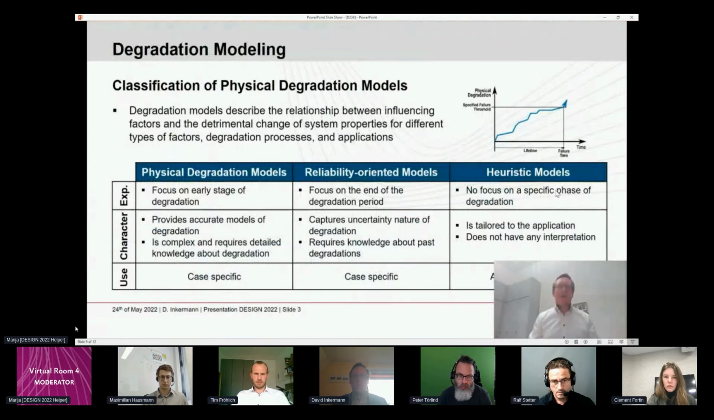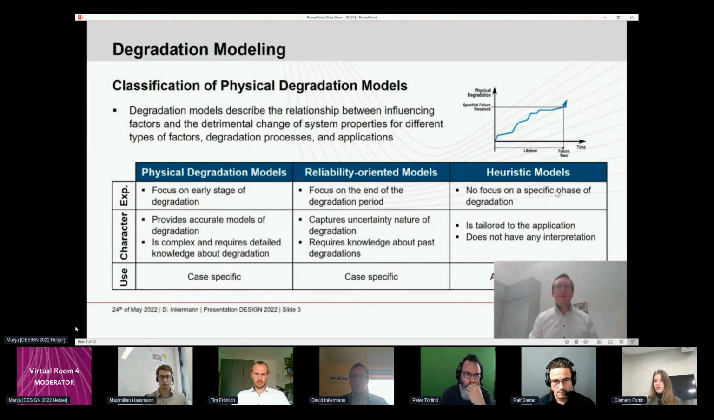Looking at degradation in more detail, we can define that degradation models are used to define the relationship between influencing factors, which can be from the environment, but also from the operation, and the change of a specific system property caused by different types of factors, the degradation process, but also different applications. So this degradation model describes a specific degradation path.